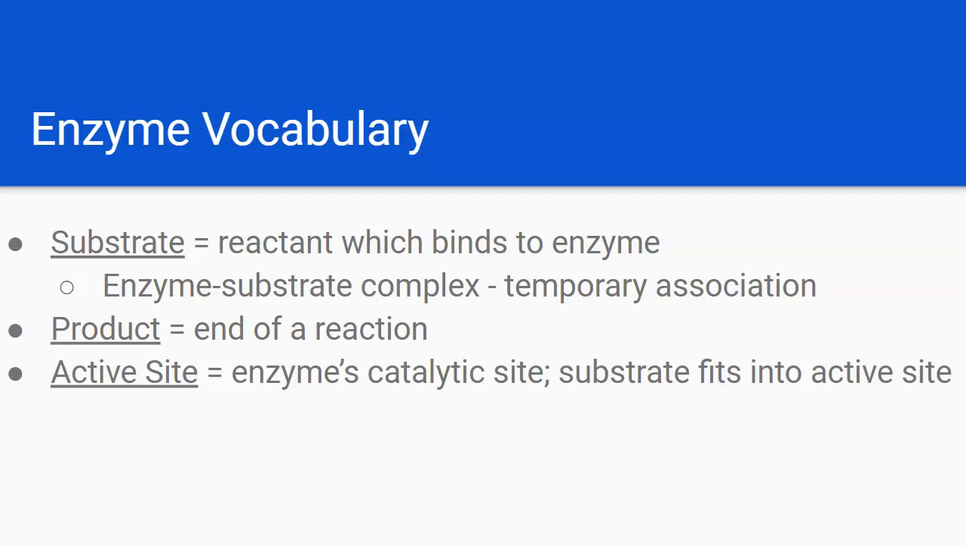The product is the end of the reaction, so what is the end result of the substrate? And then the active site is really where those two things come into contact. The exact spot where the enzyme and the substrate connect is called that active site.